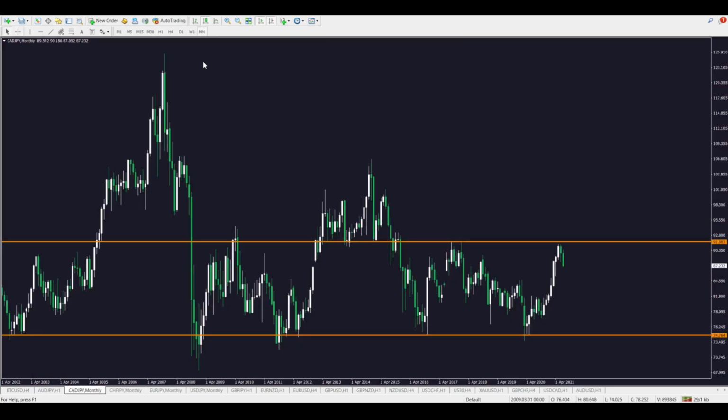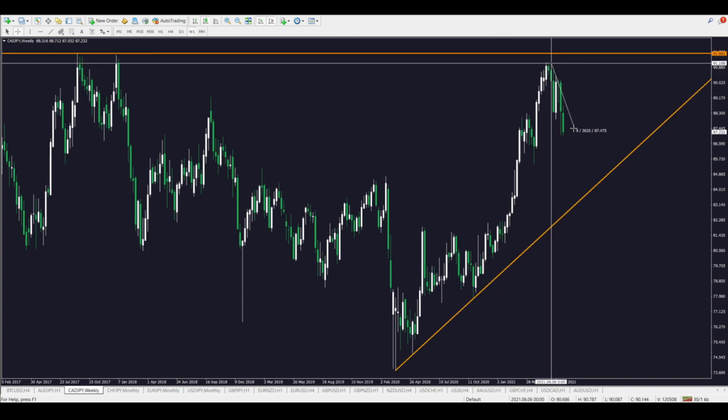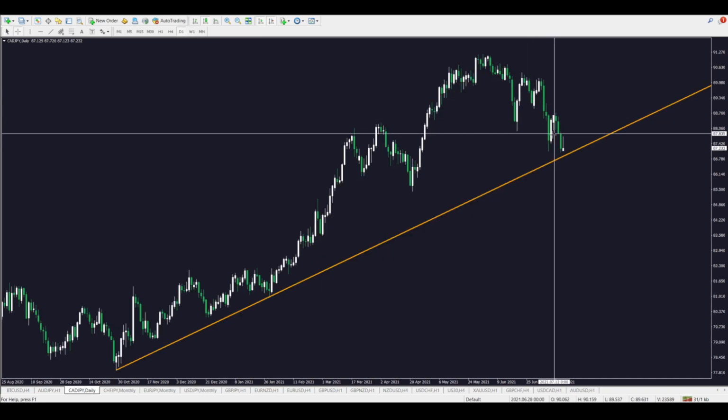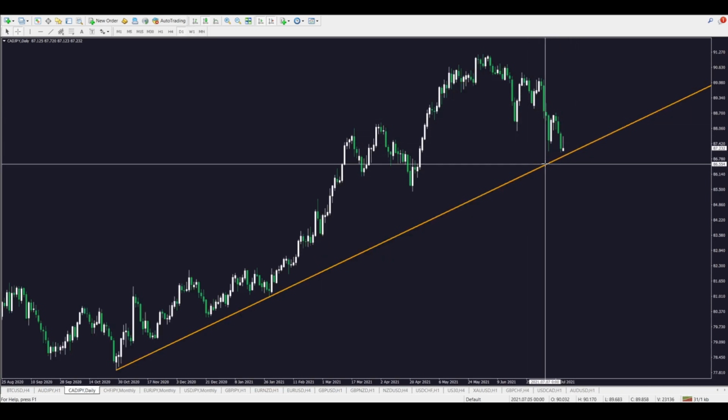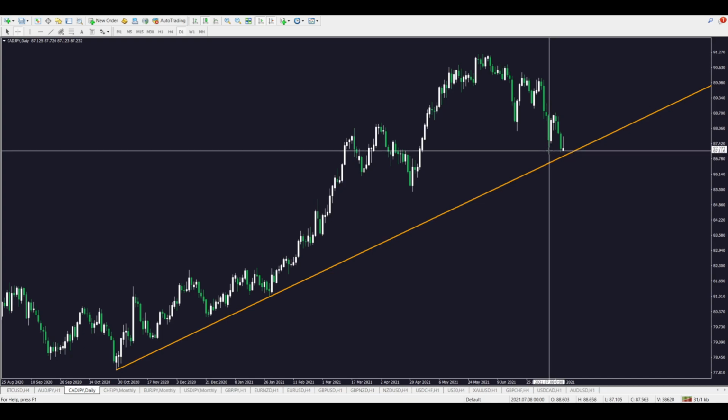All right, so we'll be looking at CADJPY now. So CADJPY monthly. Price is clearly in a channel, right? So we have resistance, support, monthly bearish. So price is basically at the bullish trend line, and it's basically at previous support, right?